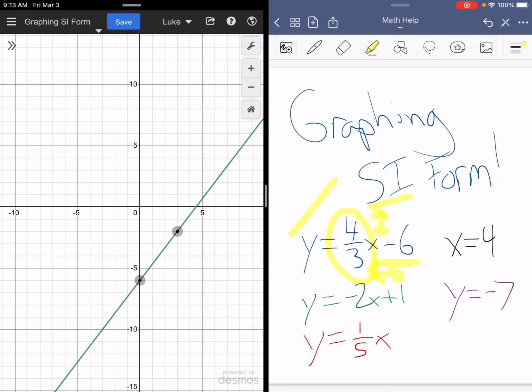For the next one, same process. I'm going to look at my intercept, which is +1. So I'm going to move this up to +1 on the y-axis. And then I'm going to look at my slope.